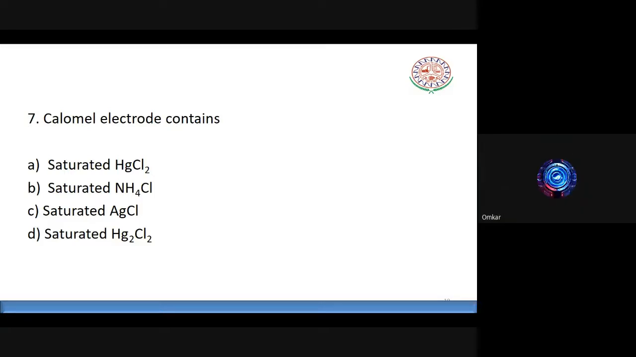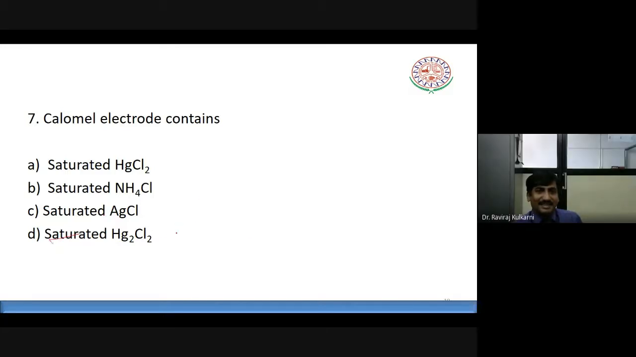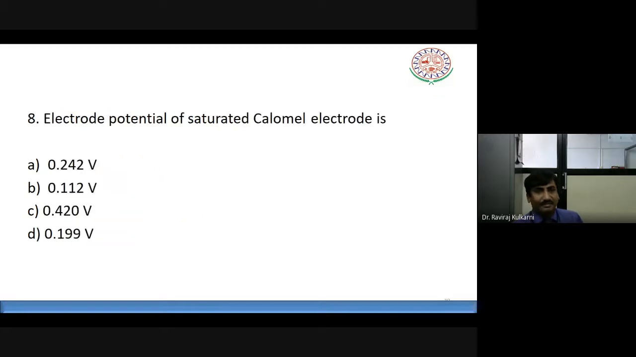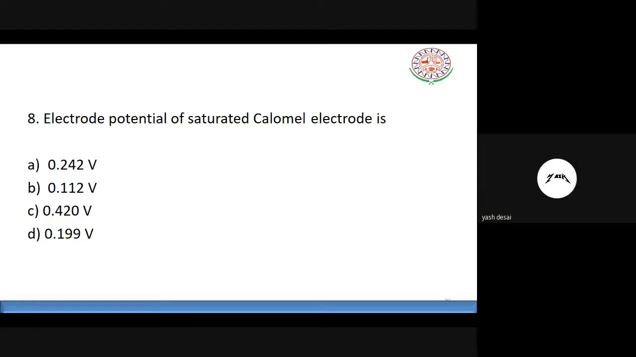Saturated Hg2Cl2. I mentioned saturated doesn't mean anything. This contains Hg2Cl2. The electrode potential of the saturated calomel electrode is 0.242 volt. Very good.